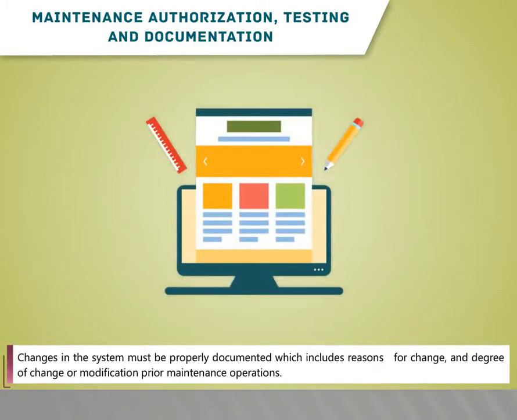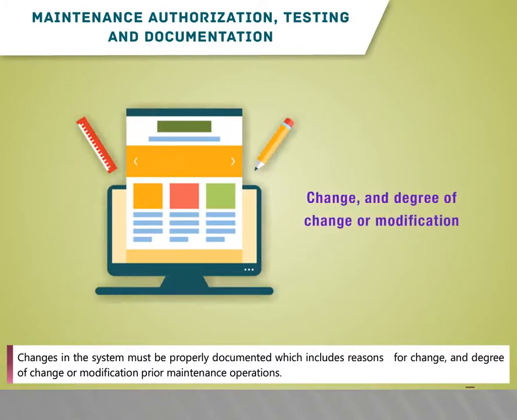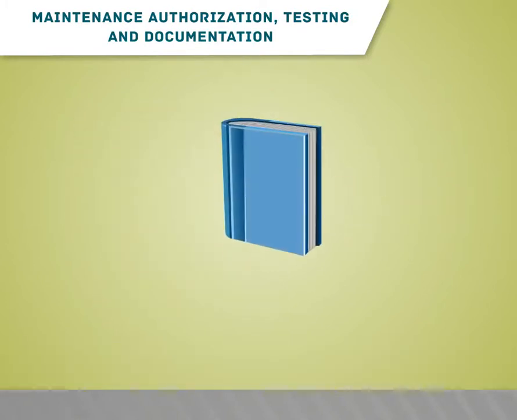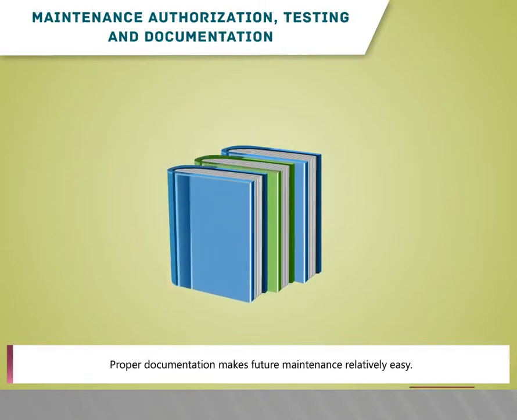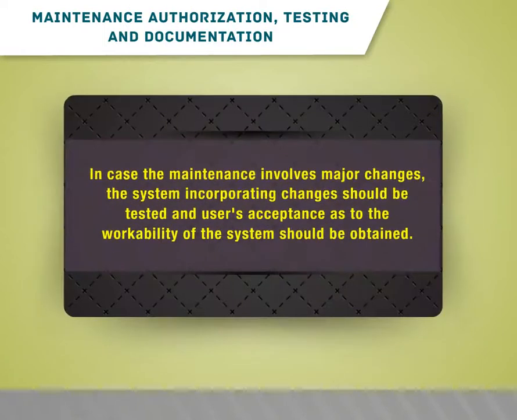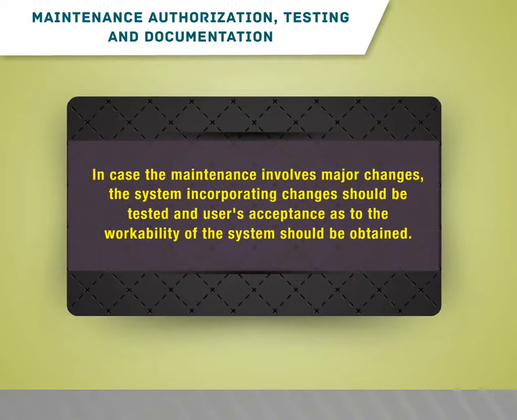Changes in the system must be properly documented, which includes reasons for change and degree of change or modification prior to maintenance operations. Proper documentation makes future maintenance relatively easy. In case the maintenance involves major changes, the system incorporating changes should be tested and user acceptance as to the workability of the system should be obtained.